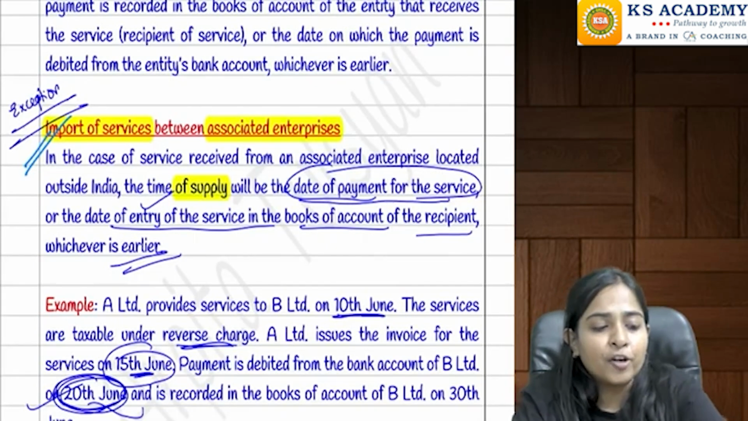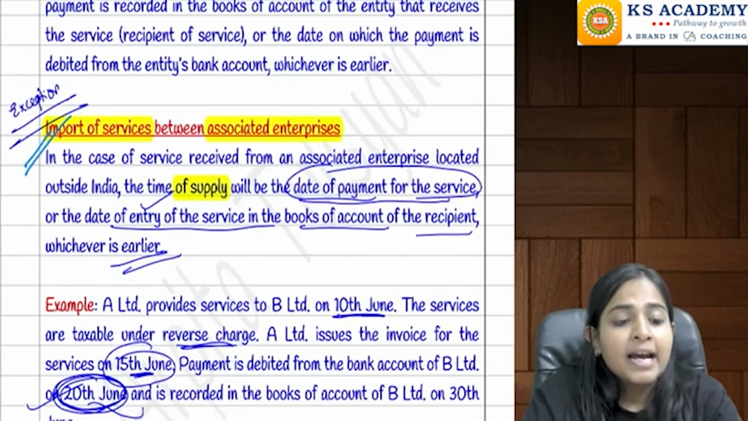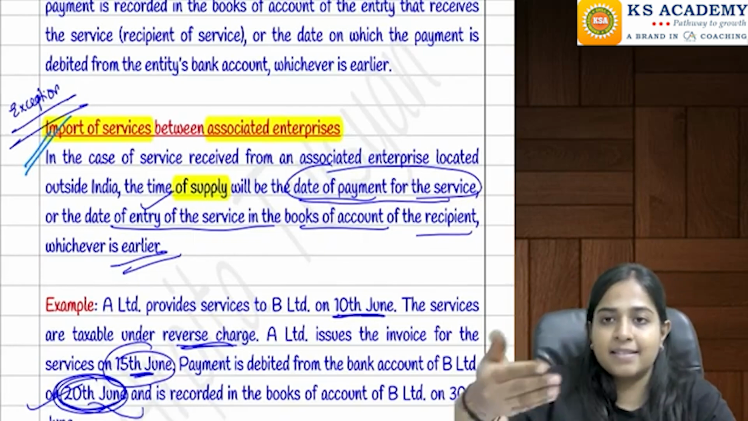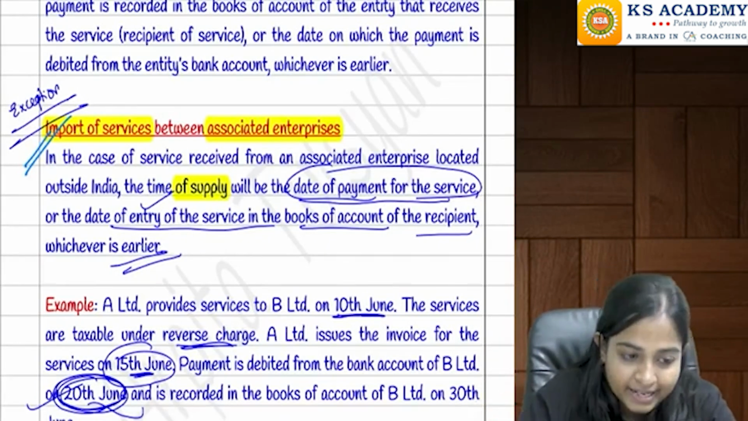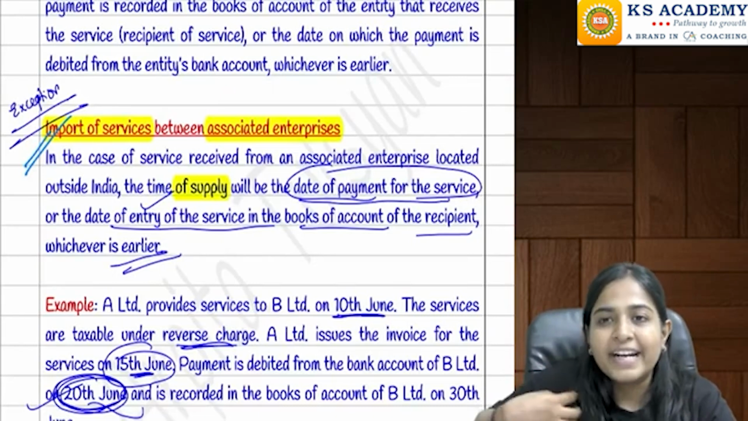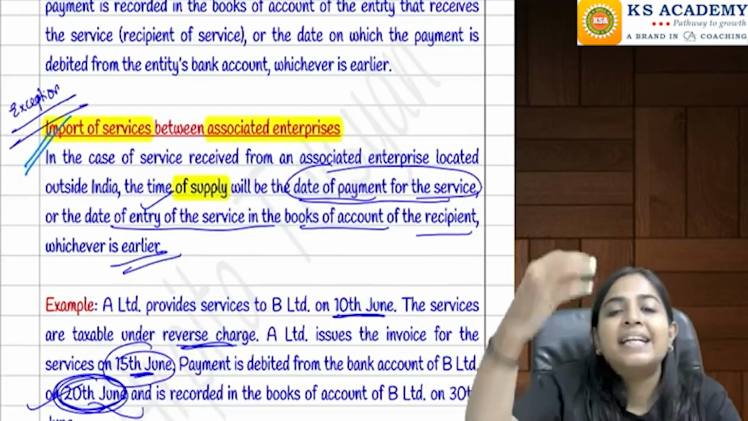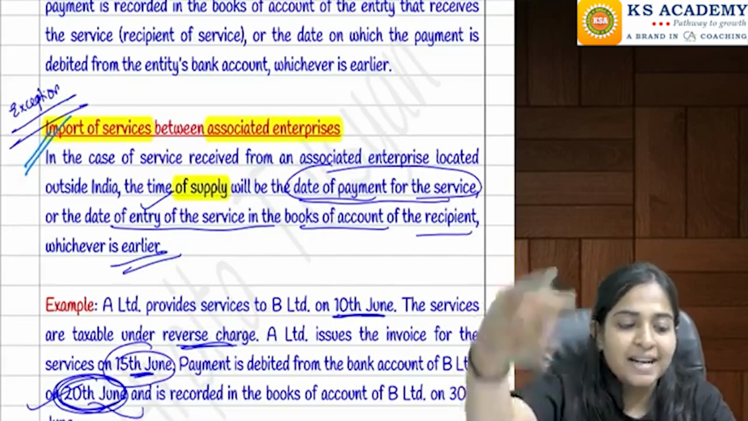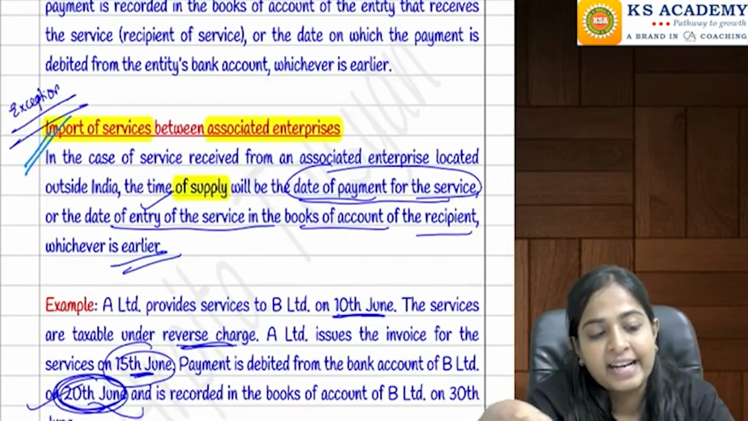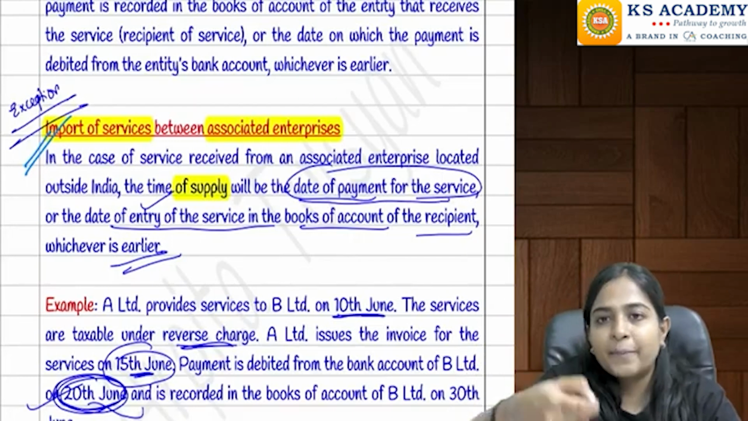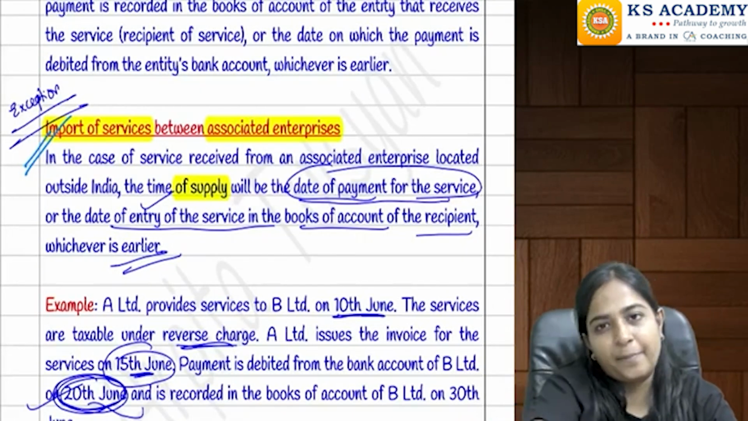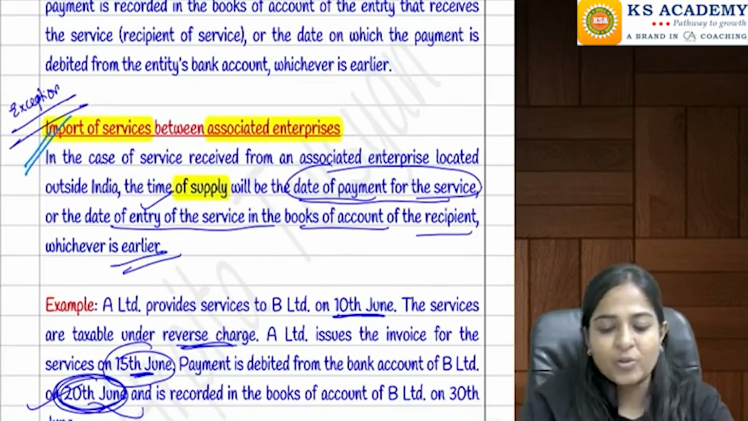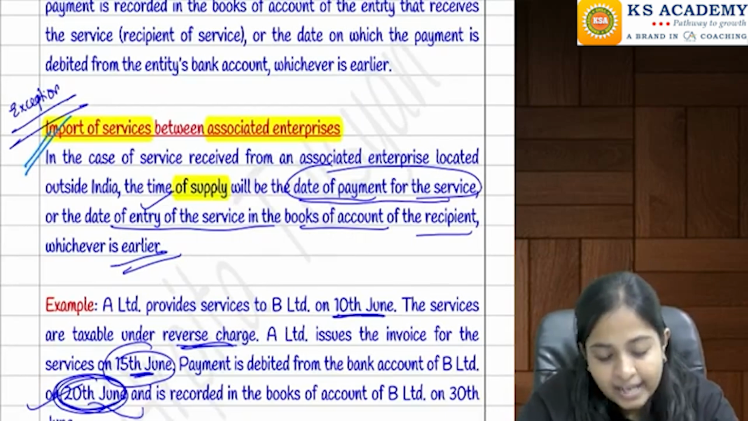Okay, for your simplicity, let me just tell you, associated enterprises in relation to the other enterprise is nothing but where one enterprise participates directly or indirectly in the management of the other enterprise or in the capital of the other enterprise. Then these two enterprises will become associated enterprises.